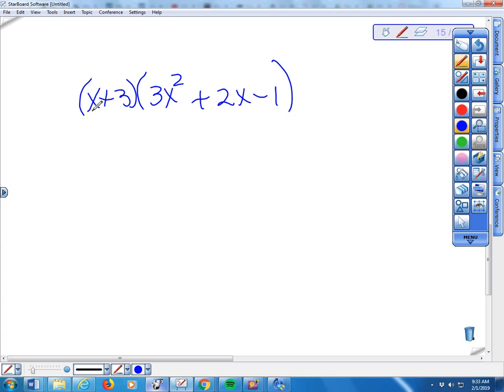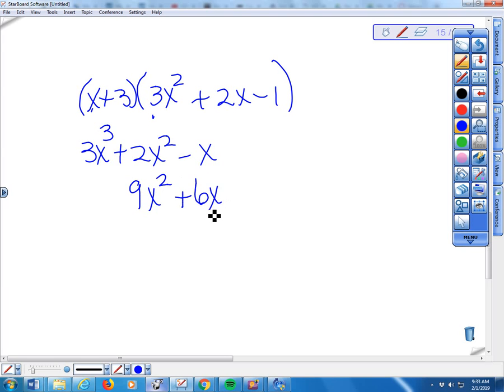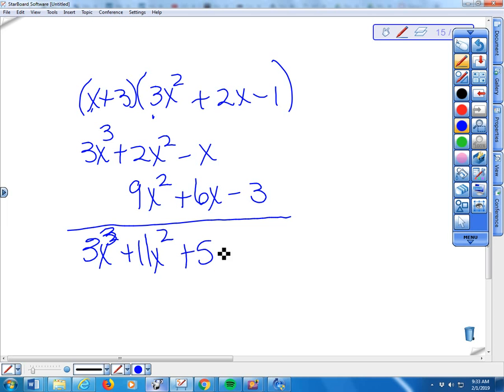Okay, x times 3x squared, 3x cubed. X times 2x, 2x squared. X times negative 1, negative x. 3 times 3x squared, 9x squared. 3 times 2x, 6x. 3 times negative 1, negative 3. 3x cubed plus 11x squared plus 5x minus 3.